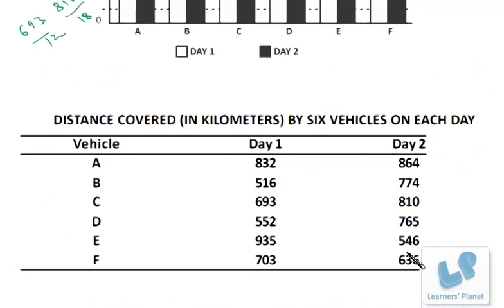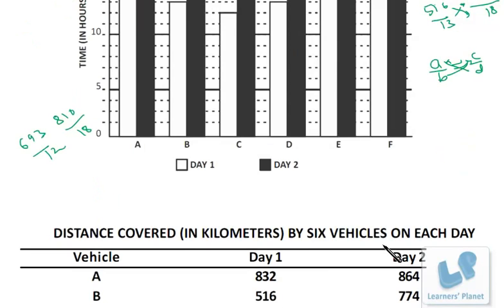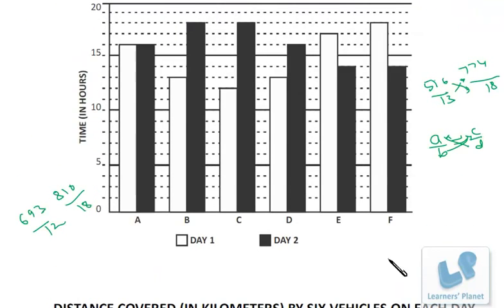Now we go for D. D is 552 and 765. So I write 552 and 765, with the times 12 over here and 16 over here. So further the unit digits are 2 and 5. So even this is not the same, right?